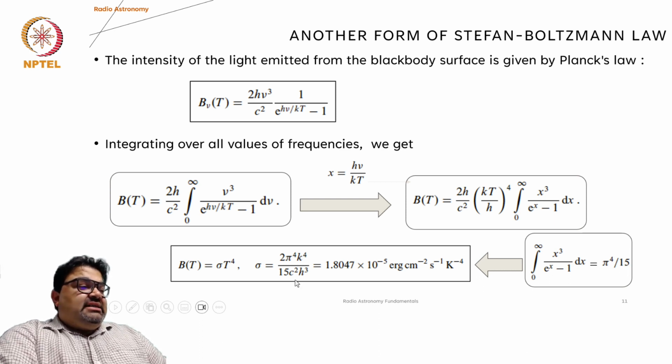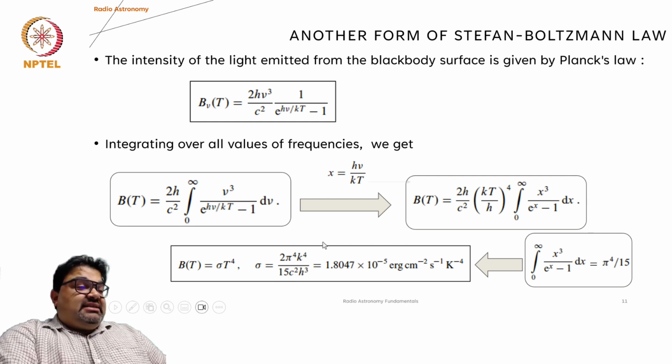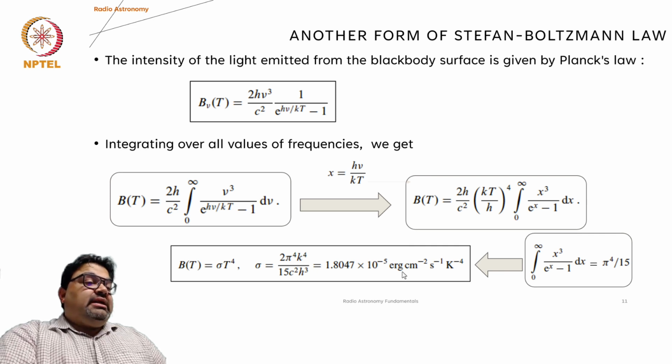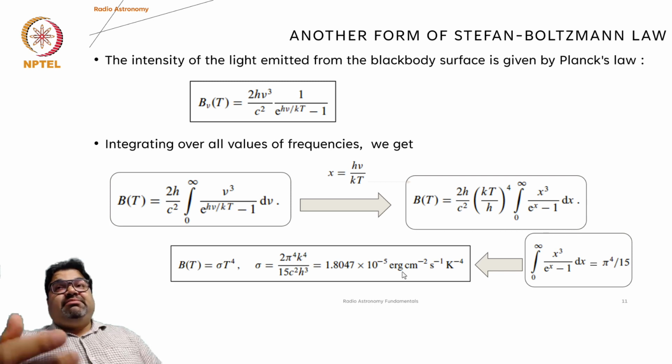If you replace that, you finally get something like B = σT⁴, where σ is given by 2π⁴k⁴ over 15c²h³. This is Stefan's constant, which comes out to be 1.8 × 10 to the power minus 5 ergs per centimeter square per second per Kelvin to the power 4. So this is another way to derive Stefan-Boltzmann from Planck's law.